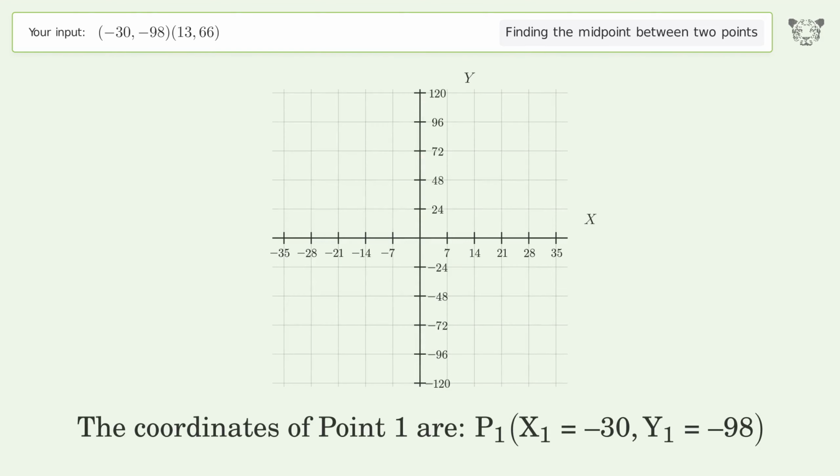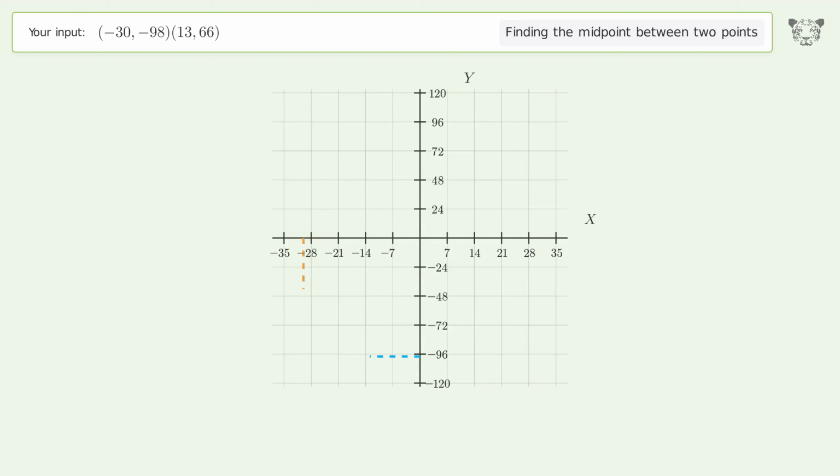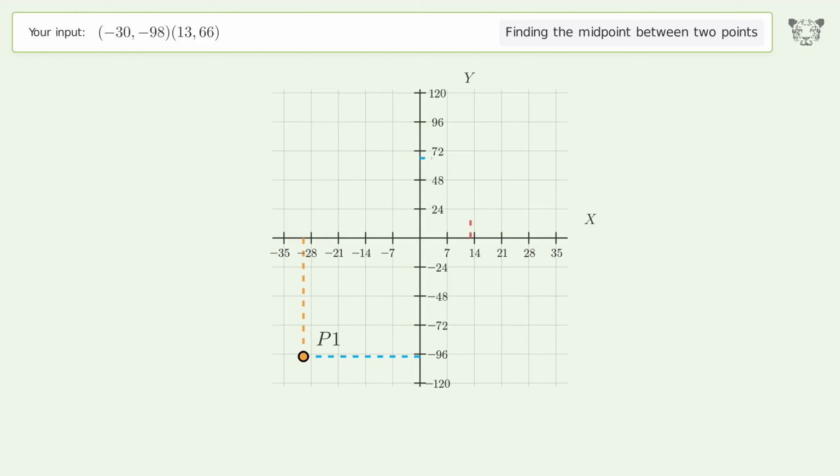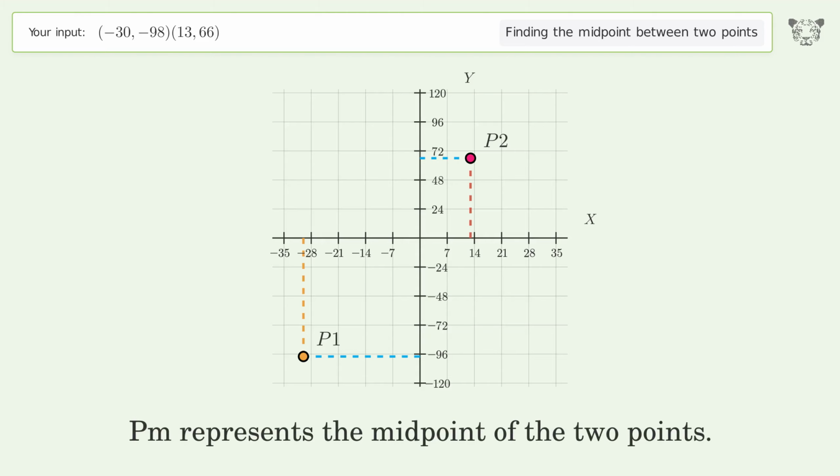The coordinates of point 1 are, x1 equals negative 30, y1 equals negative 98. The coordinates of point 2 are, x2 equals 13, y2 equals 66. PM represents the midpoint of the 2 points.